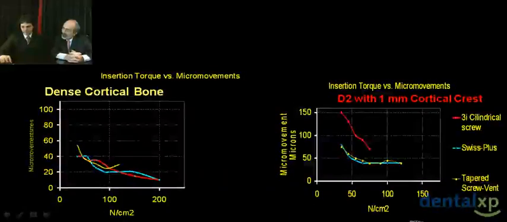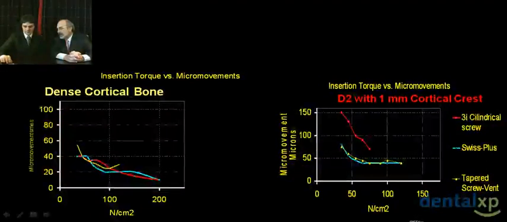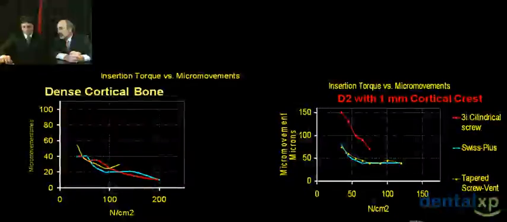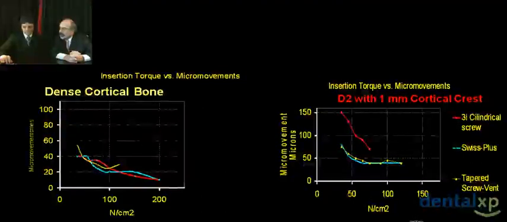Of course, because the amount of insertion torque we were able to achieve was lower. For cylinders it was as high as 70 newton centimeter insertion torque, and for taper implants we were able to go up to 125, let's say 130. And the micromotion, of course, was different between the two different implants.